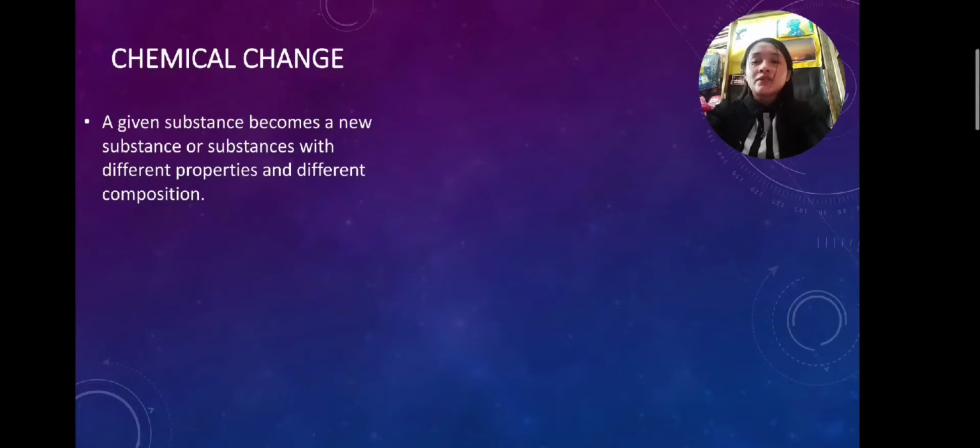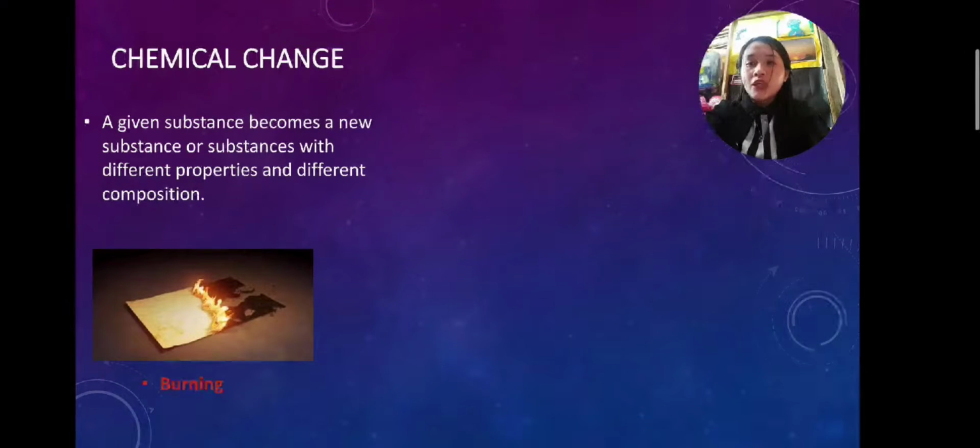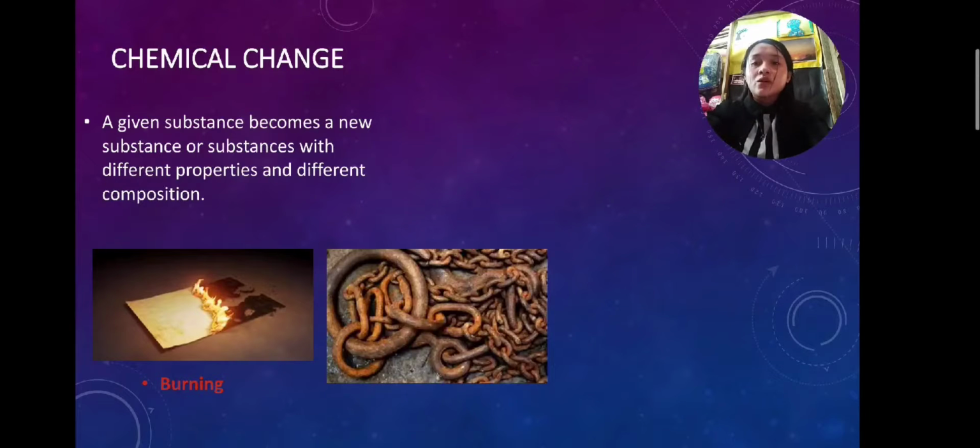So we have the physical change and we have also the chemical change. So when we say chemical change, a given substance becomes a new substance or substances with different properties and different composition. So like this one. What is a chemical change? We have the burning. Once you burn it, di ba earlier it was only cut into pieces, so it was still paper. Once you burn it, that is a chemical reaction. It becomes ash. Once it is ash, you can no longer identify what it was, whether it was paper or another thing.